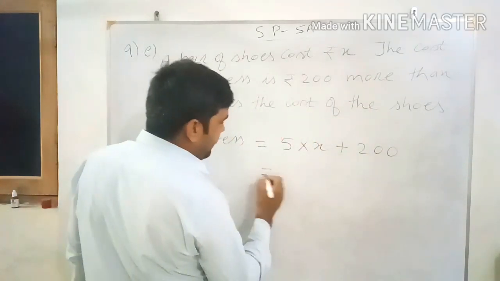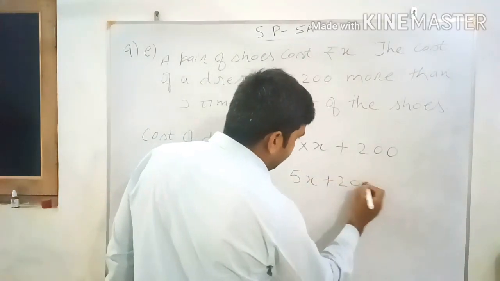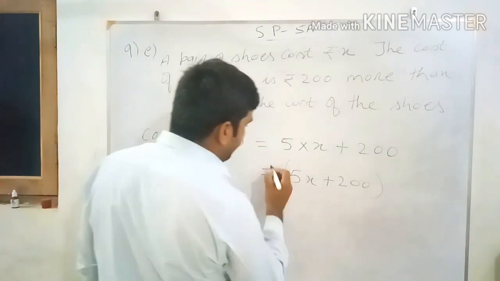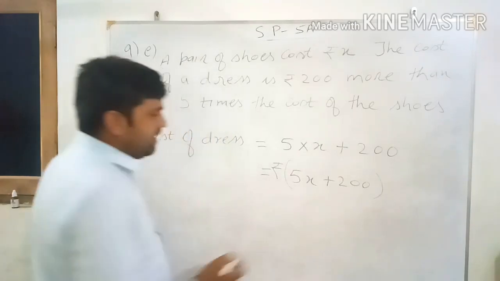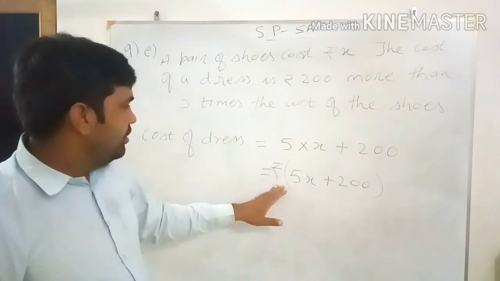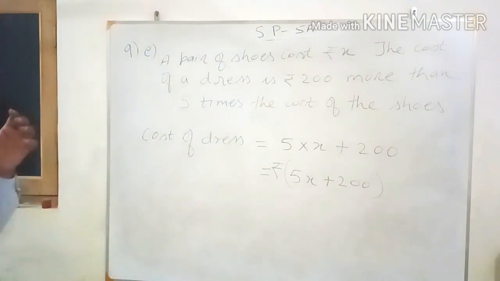So the expression will become 5x plus 200. You can add the unit rupee before it also. So rupees 5x plus 200. This rupee is the unit. So the expression will become rupees 5x plus 200. So that we can do it.